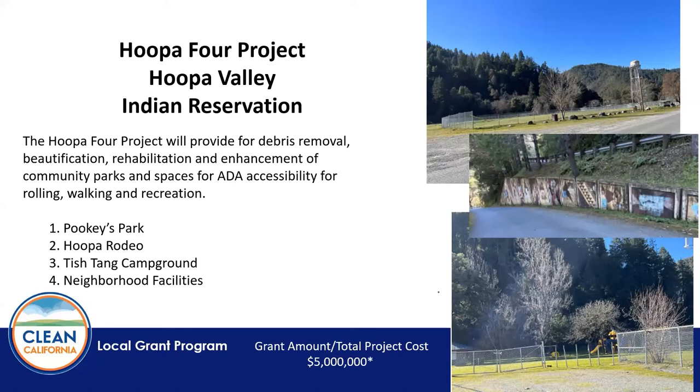So these four areas were selected and built upon the will of the Hoopa community. They were identified during public processes, such as the design fair that they've had, and master planning in the area. So these projects were really well thought out by the community, and they're very meaningful to the community.